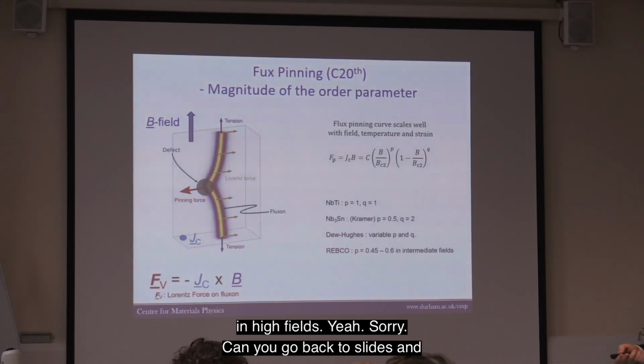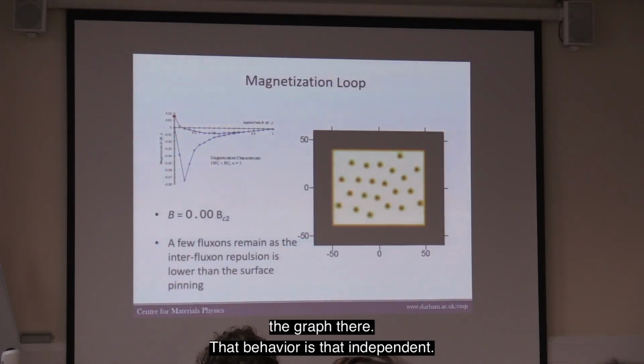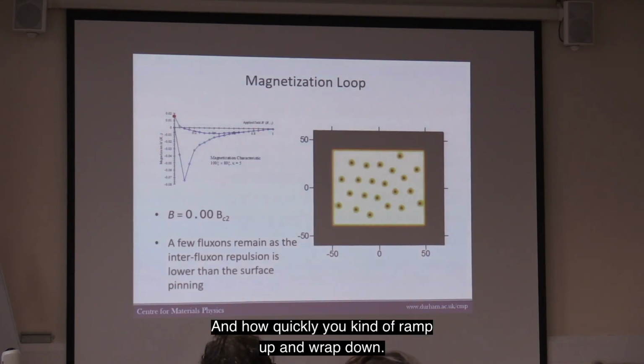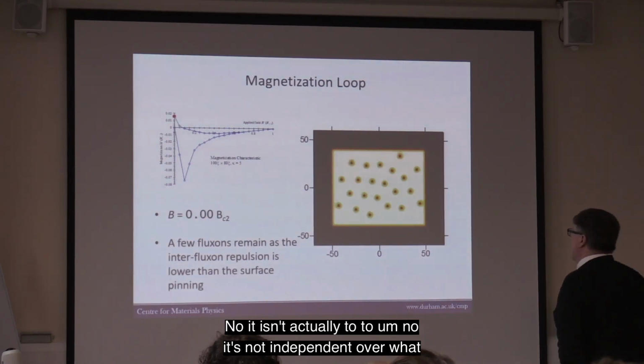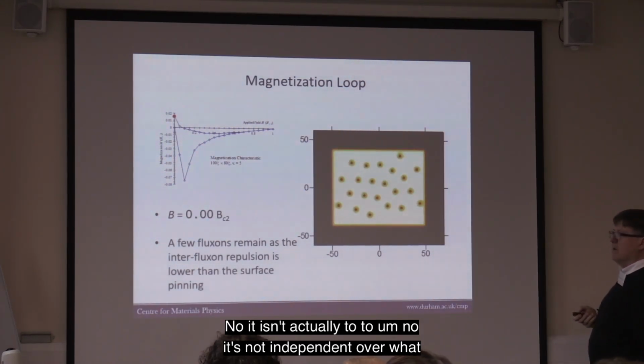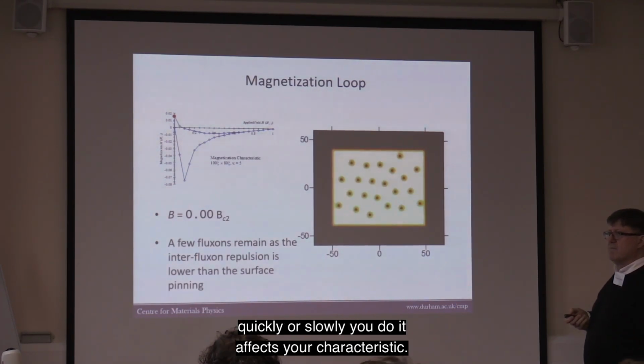Yeah, sorry, if you just go back 2 slides. The graph there, that behaviour, is that independent of how quickly you ramp up and ramp down? No, it isn't actually. No, it's not independent. Over what time scale is that? And then how quickly or slowly you do it affects your characteristic?